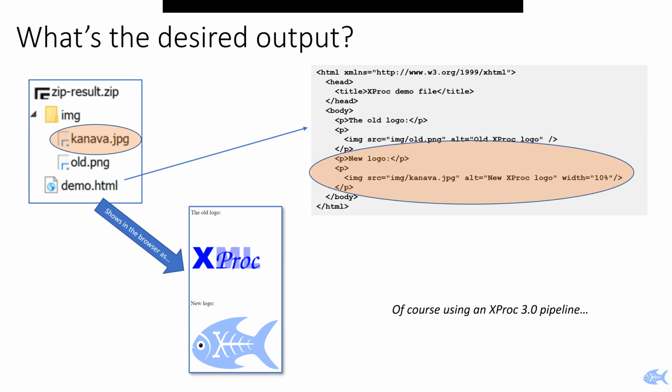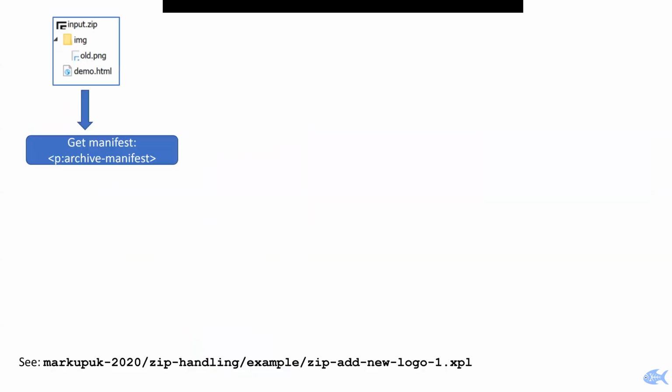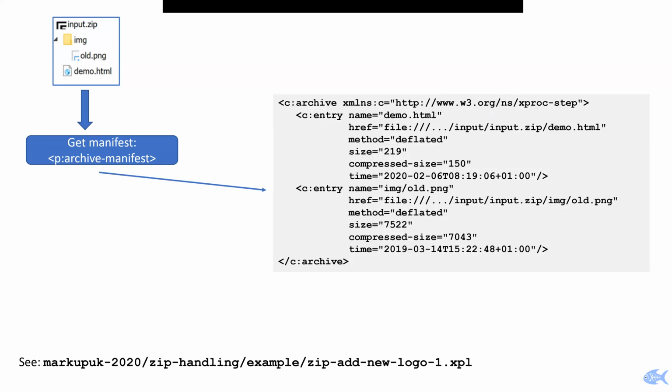So how can you do this in XProc? The first thing you need to know is that XProc works with manifests. And we need manifests for two reasons. One, to see what's in a zip file, and another reason is to create a zip file, and we're going to see that in a few slides. Now, there is a step called archive manifest, and you can feed it a zip file, and what comes out is the manifest of the zip file, and that looks like this. I will show you in a minute live.